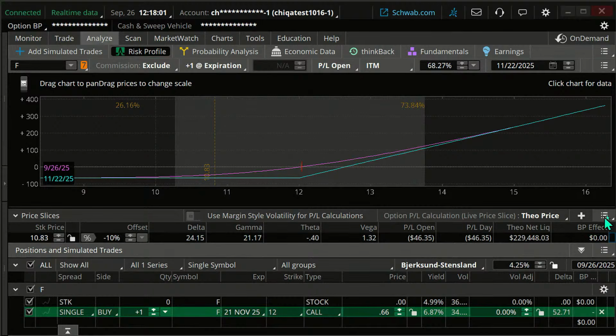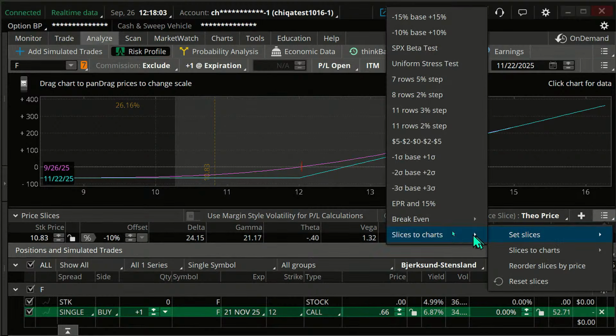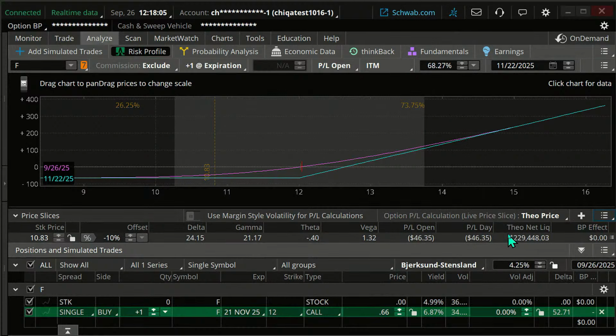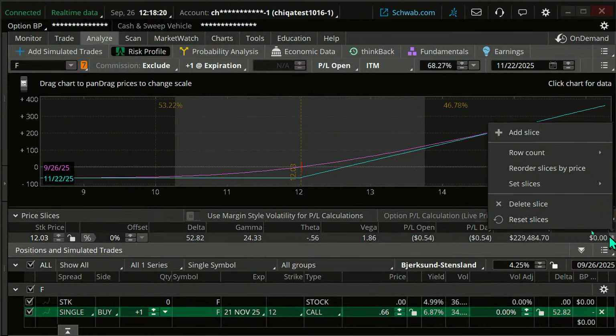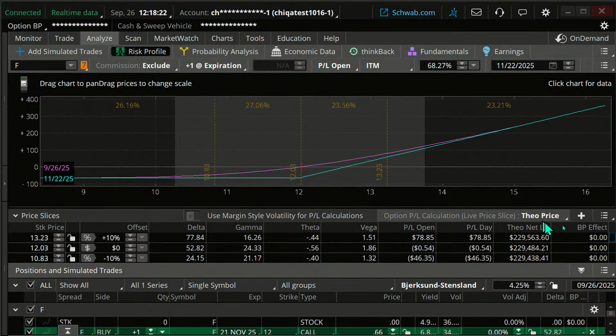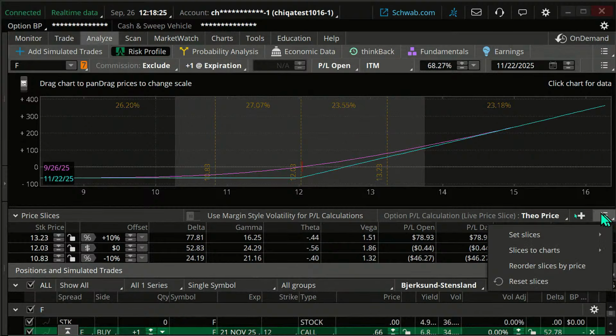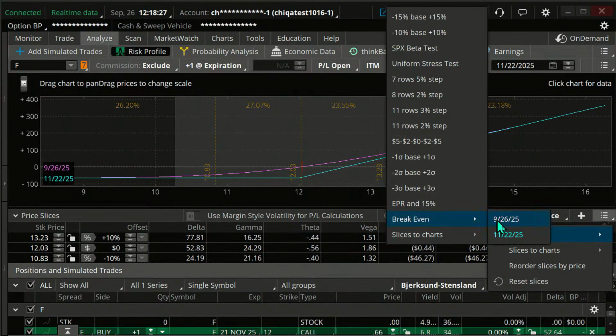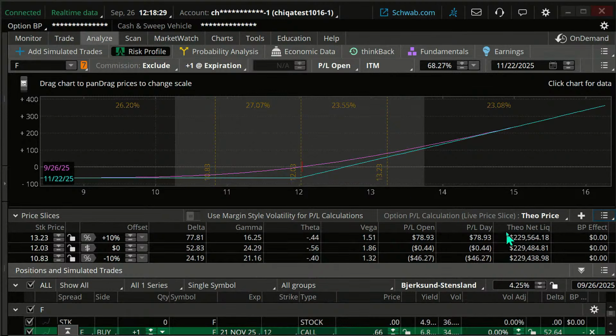But what I'm going to do is right click on this. I'm going to set my slices to break even, put this in there, and that should put this slice right on a break even point here. It's not working right now. I'm not sure why that is not working. I'm going to give it one more chance here. Let me just reset that. Let me set slices to break even. For some reason that's not working right now, but it should put me at break even.